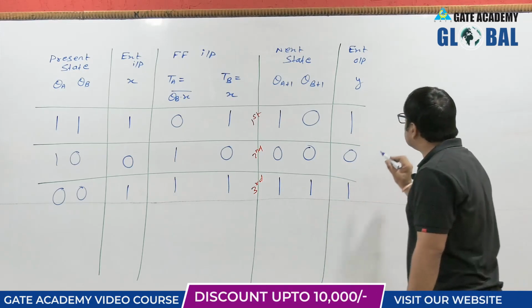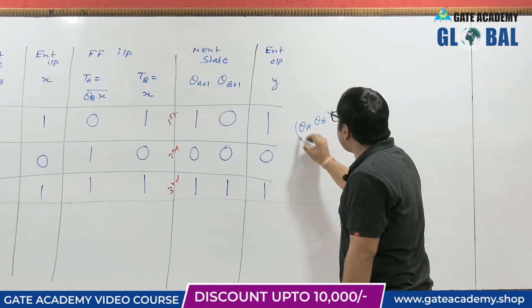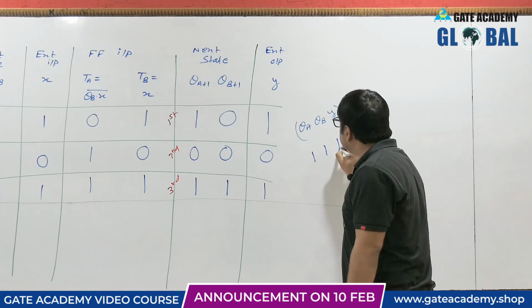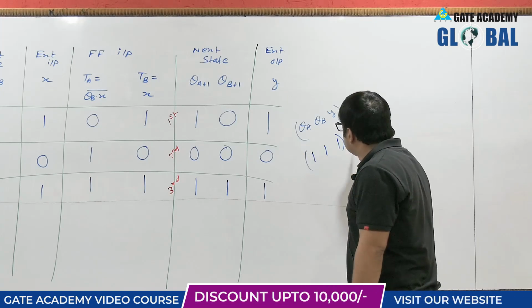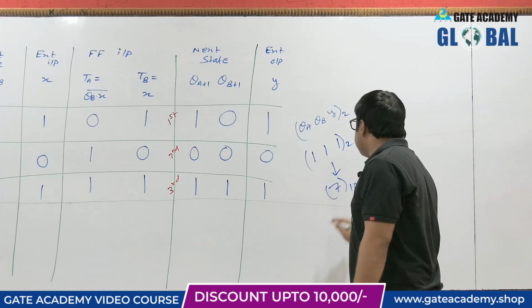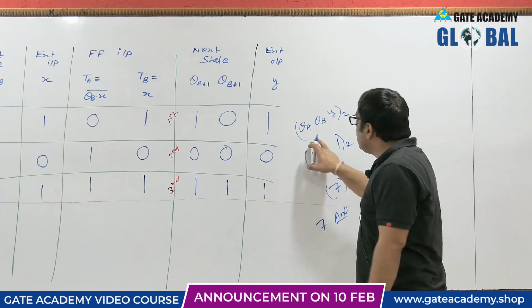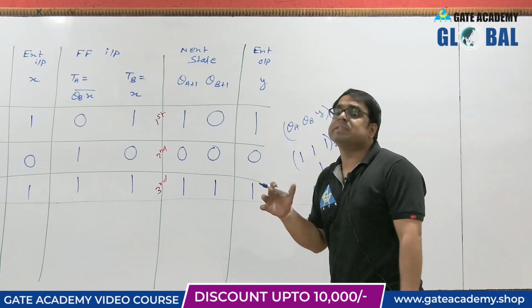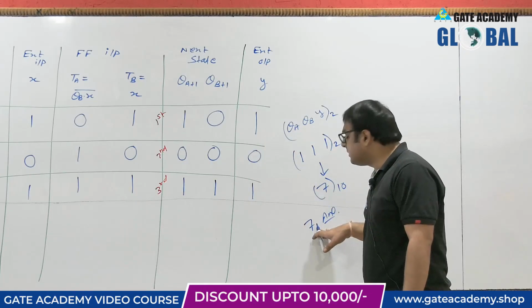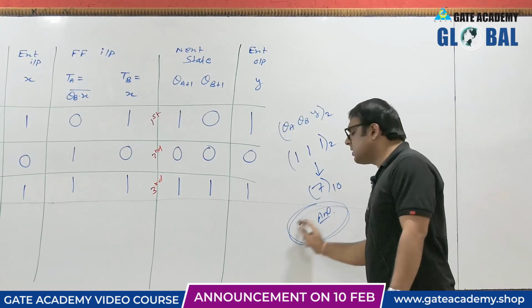It is asking in the question to find QA, QB and Y after the third cycle. So after the third cycle, all the 3 bits are 1. If we want to convert it to decimal, this will be 7. So the answer of this question is 7. QA, QB and Y after the third clock cycle, it is asking the answer in decimal. So 7 is the answer for this question.